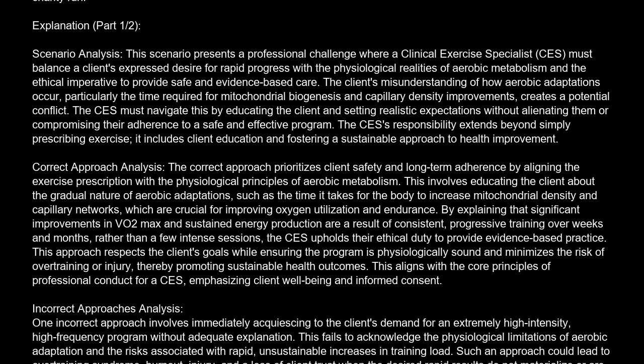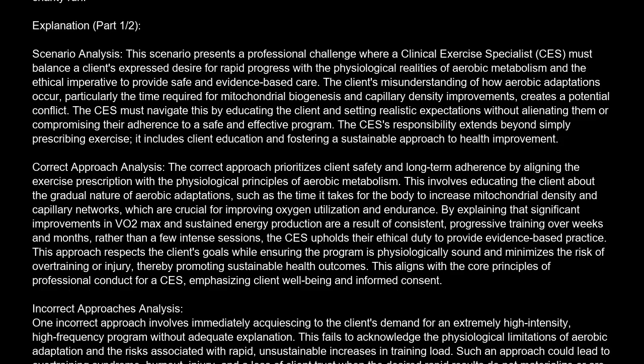The client's misunderstanding of how aerobic adaptations occur, particularly the time required for mitochondrial biogenesis and capillary density improvements, creates a potential conflict. The CES must navigate this by educating the client and setting realistic expectations without alienating them or compromising their adherence to a safe and effective program. The CES's responsibility extends beyond simply prescribing exercise. It includes client education and fostering a sustainable approach to health improvement.